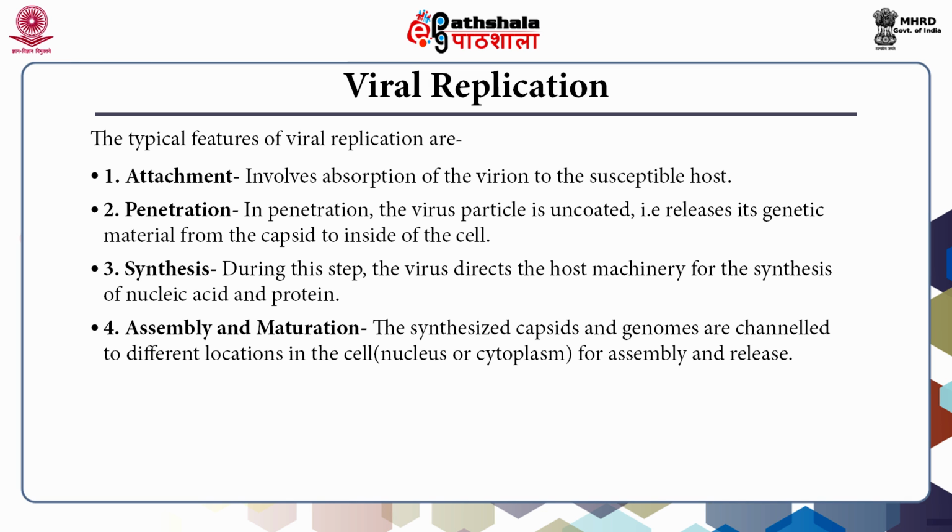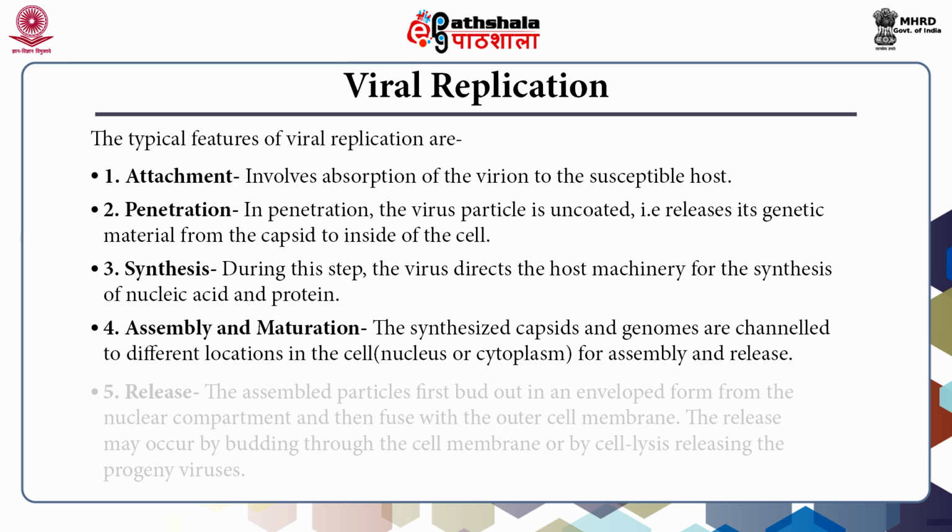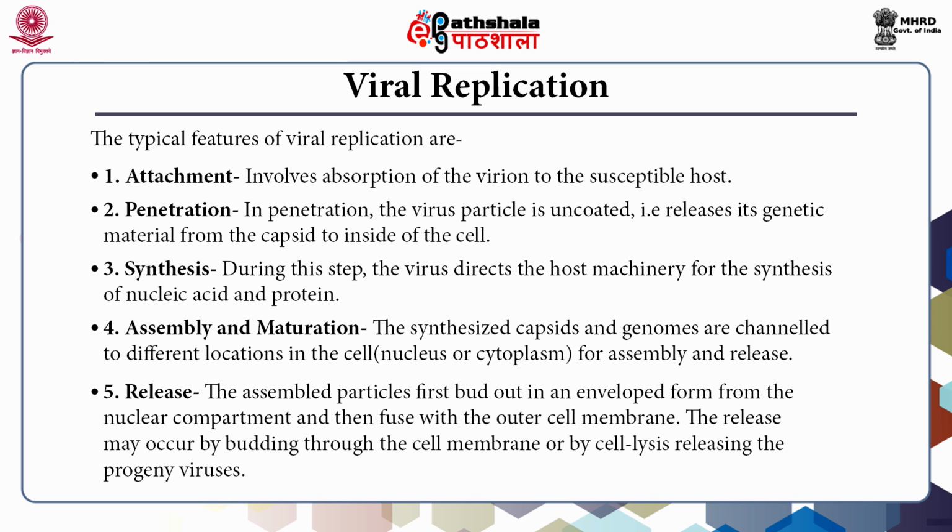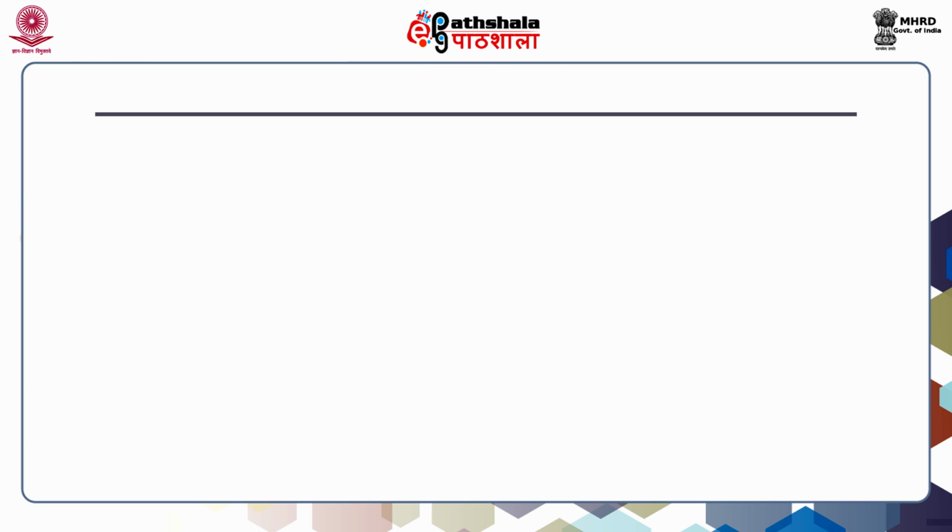In assembly and maturation, the synthesized capsid and genomes are channeled to different locations in the cell for assembly and release. The release is where the assembled particles first bud out in enveloped form from the nuclear compartment and then fuse with the outer cell membrane. The release may occur by budding through the cell or by cell lysis.